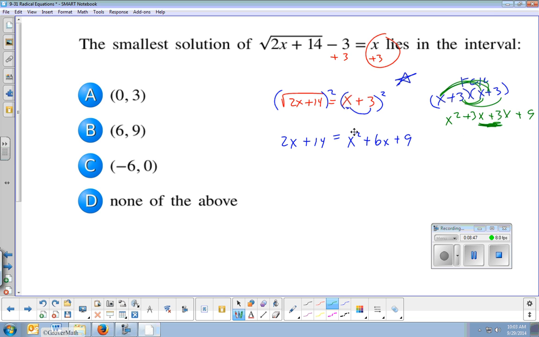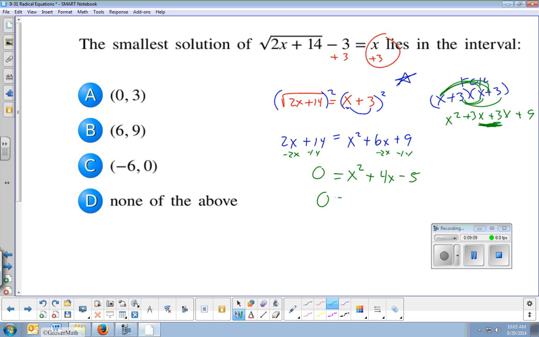So now I see that this is going to end up being a factorable term, so I'd have to set it equal to 0. I can minus 2x on both sides, minus 14 on both sides. That's going to leave me with x squared plus 4x, and then minus 5. Again, I subtract the 2x, and I did it here. I subtract 14, and I did it here.